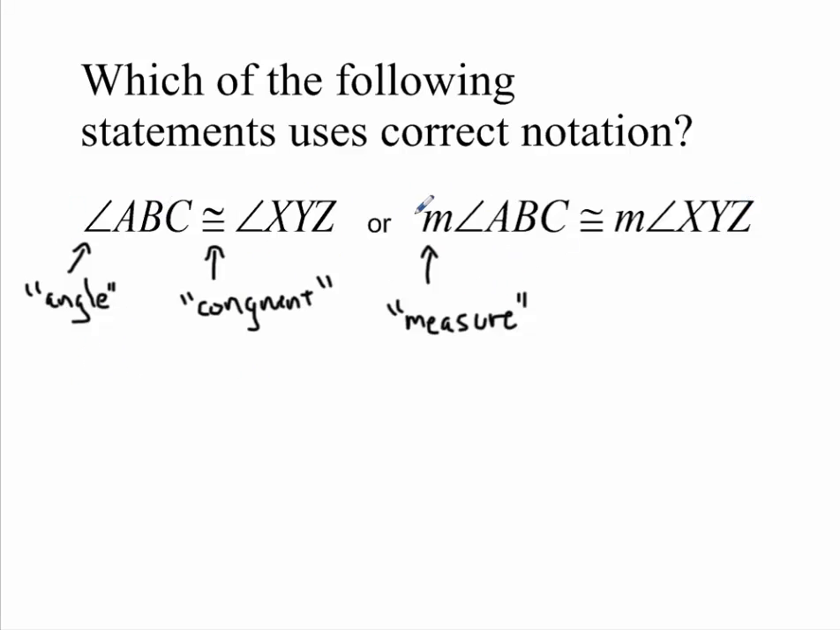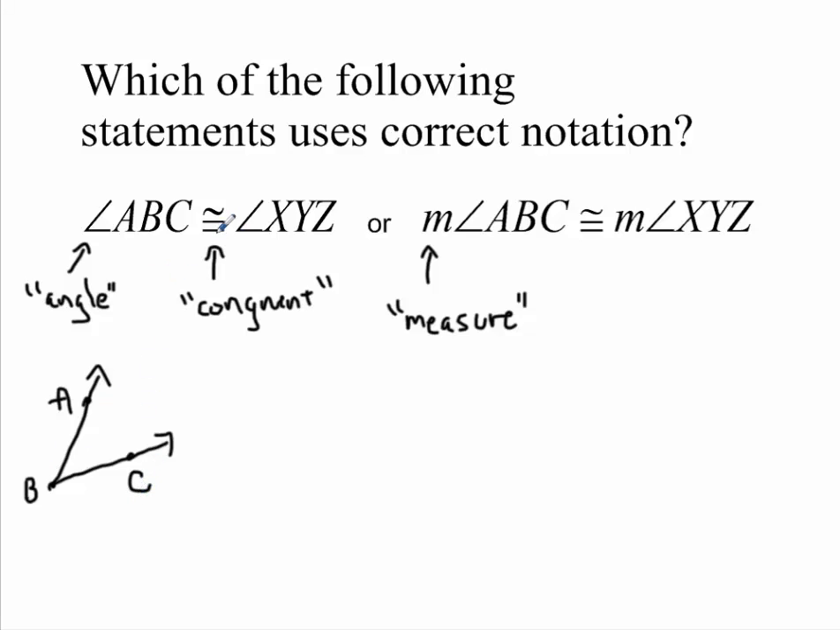So one has the M, which is the measure, and one does not talk about the measure, but they both have the congruent symbol. So we have to see what's the difference. Should we use the measure or not use the measure? So let's look at what are they even talking about. So angle ABC. If we're talking about angle ABC, then we're actually talking about an actual angle with vertex B. So this is angle ABC.